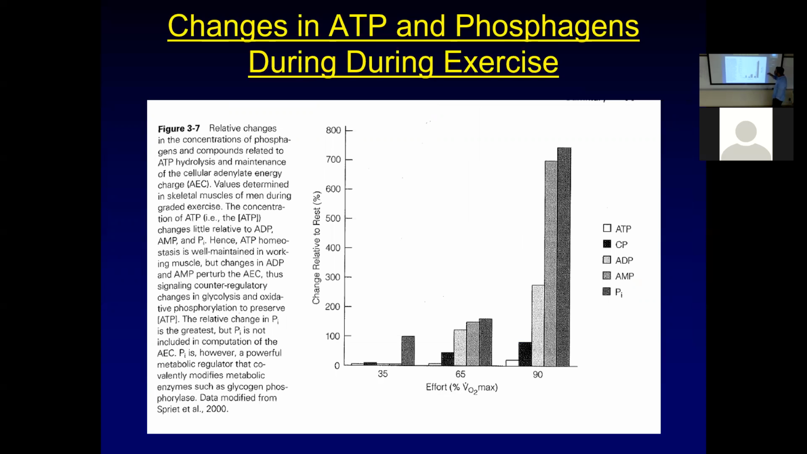Again, this is going to show a similar-ish thing, but it's going to show the relative change to rest at different exercise intensities. So what you can see here is change relative to rest in ATP levels, in creatine phosphate levels, in ADP levels, in AMP levels, and in inorganic phosphate. Note that ATP levels don't change very much. Why does that make sense?